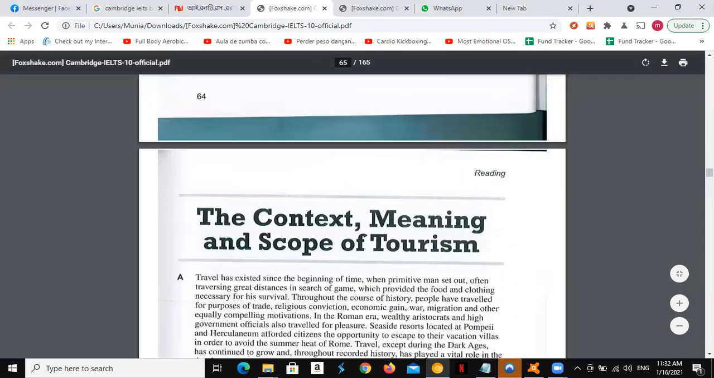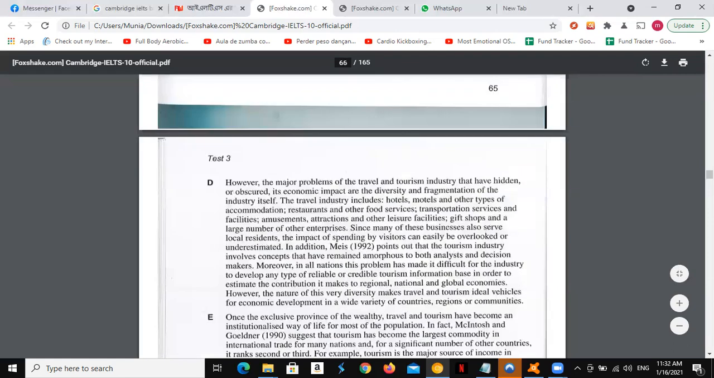Now going to read paragraph D. However, the major problems of the travel and tourism industry that have hidden or obscured its economic impact and the diversity and fragmentation of the industry itself. The travel industry includes hotels, motels, and other types of accommodation, restaurants, and other food services, transport services, and facilities, amusement attractions, other leisure facilities, gift shops, and so on. You can just skip all these because these are not important details, or you can restart from here.